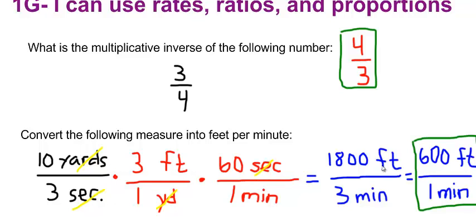On top we're left with feet. On bottom we're left with minutes. And we multiply straight across. 10 times 3 times 60 gives us 1,800. And 3 times 1 times 1 gives us 3, which we can then divide out to get 600 feet per every 1 minute. That's all you need to know for tomorrow, these types of problems.